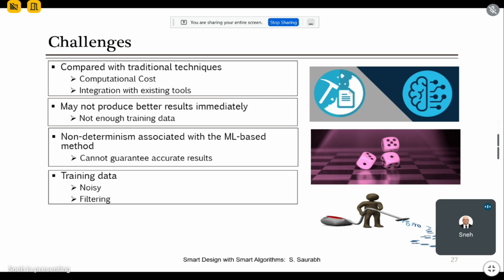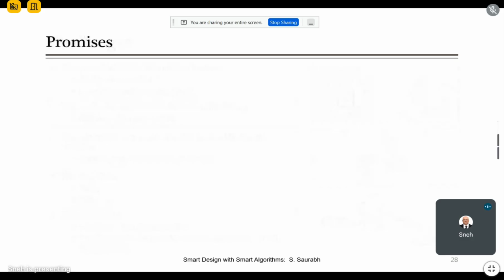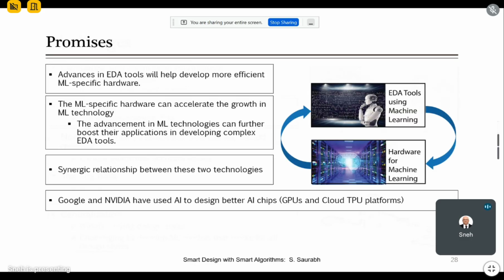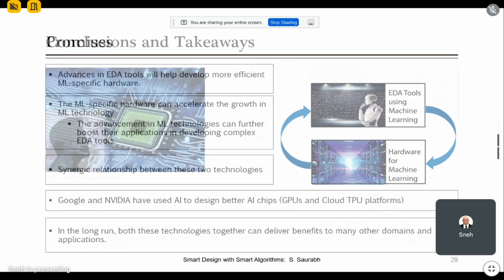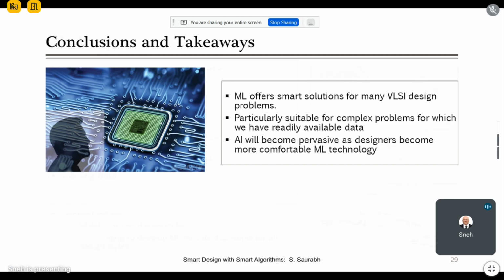So these are some of the challenges in using ML technologies in our EDA tool flows. These are some of the promises. Okay, so the conclusions are that ML technology is very powerful. It is very useful. You can use it for the smart design of chips, right?